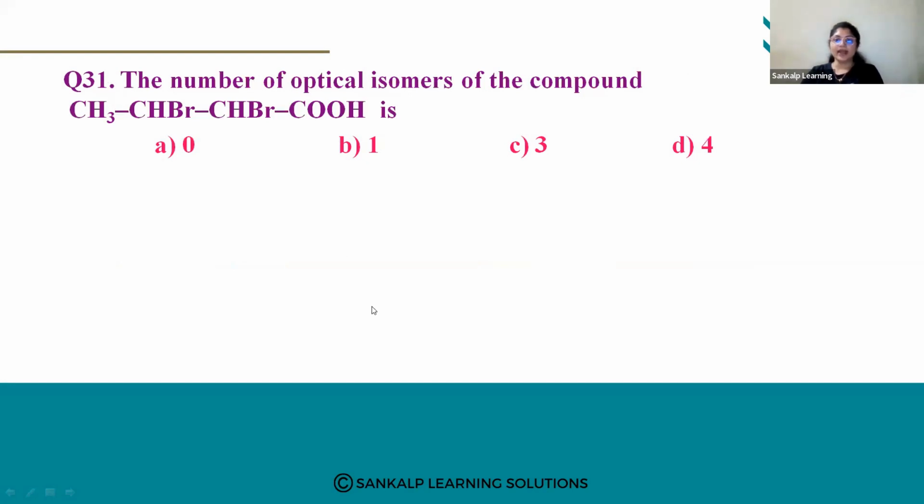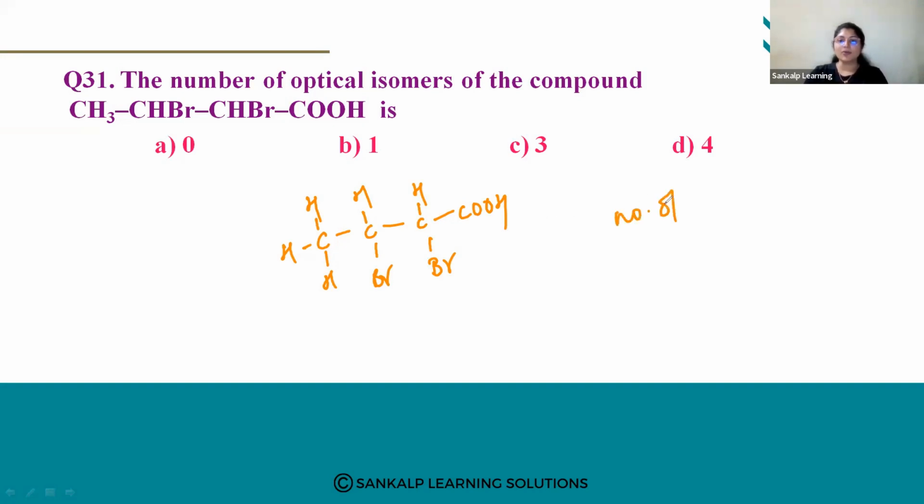The number of optical isomers of the compound. So one compound is given, that is CH3. I'll just write it more elaborately. Okay. So CHBr. I've written the complete structure here. So the number of optical isomers of the compound CH3, CHBr, CHBr, COOH. Number of optical isomers can be calculated as 2 raised to n.